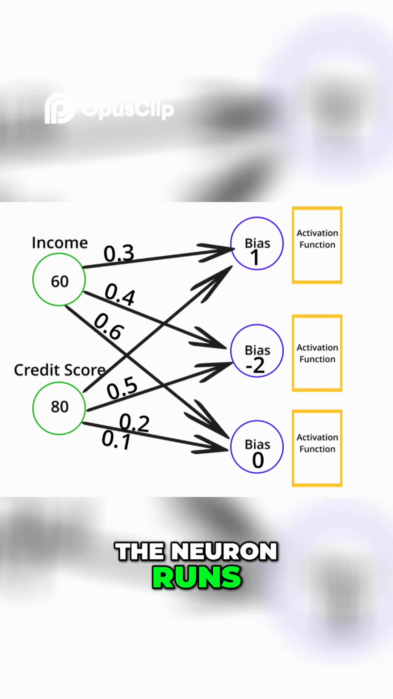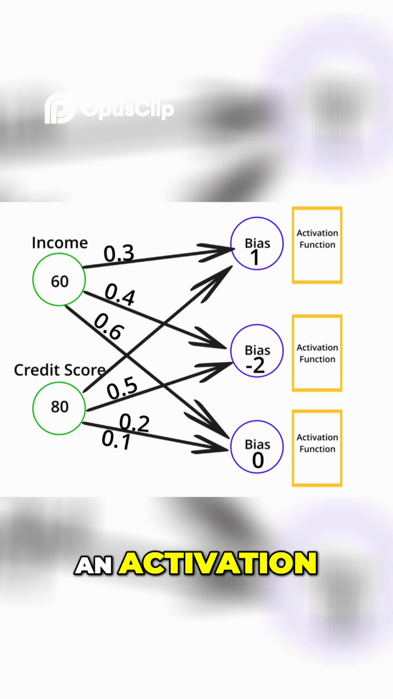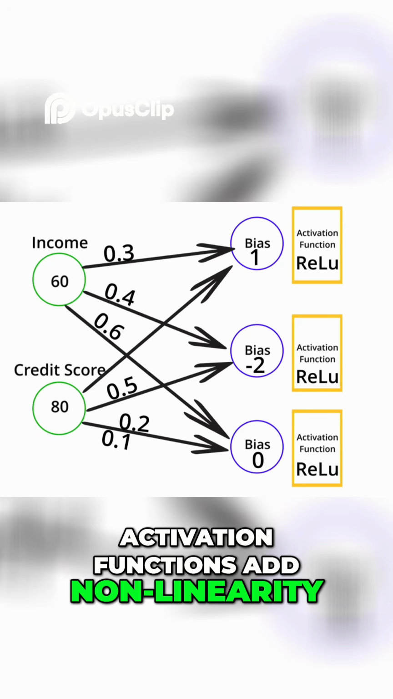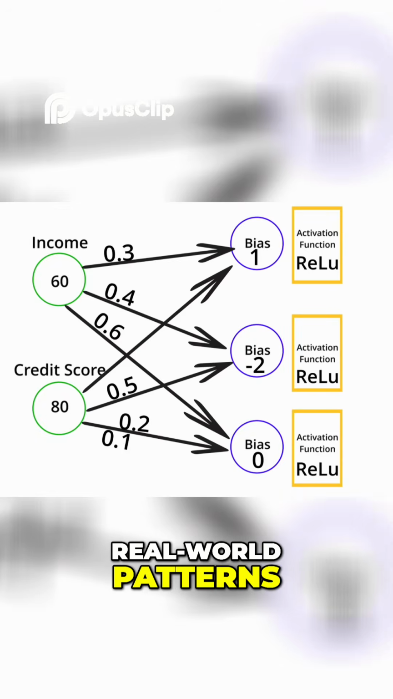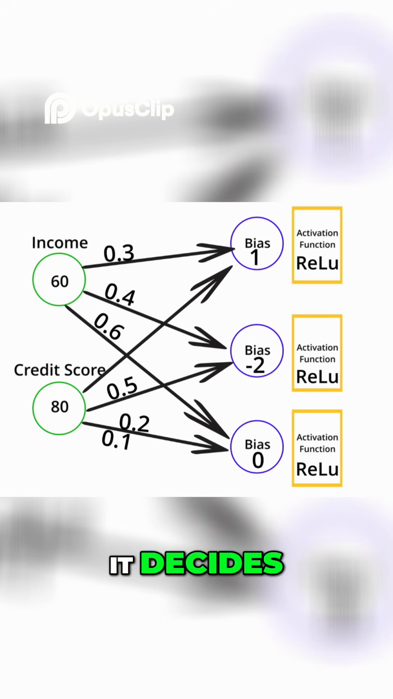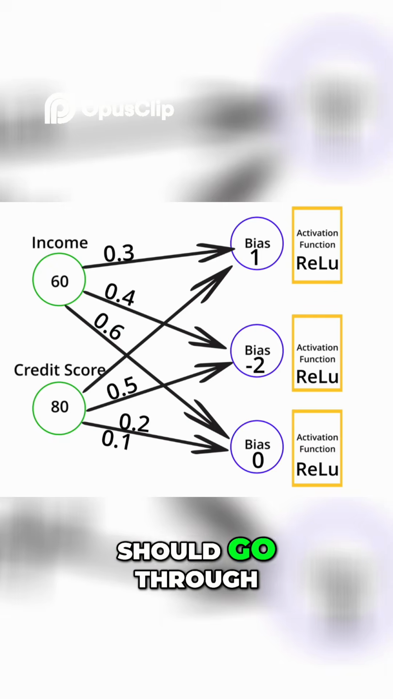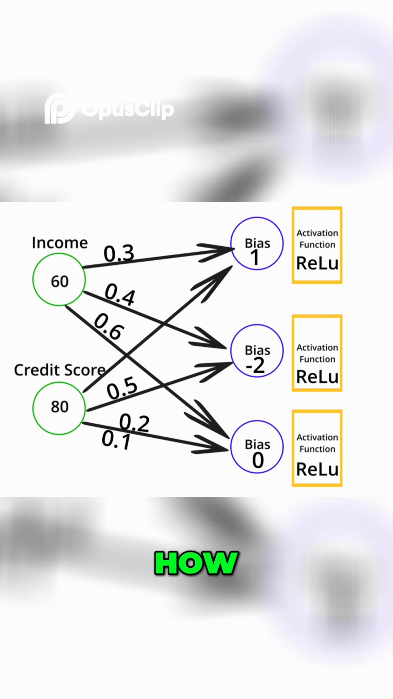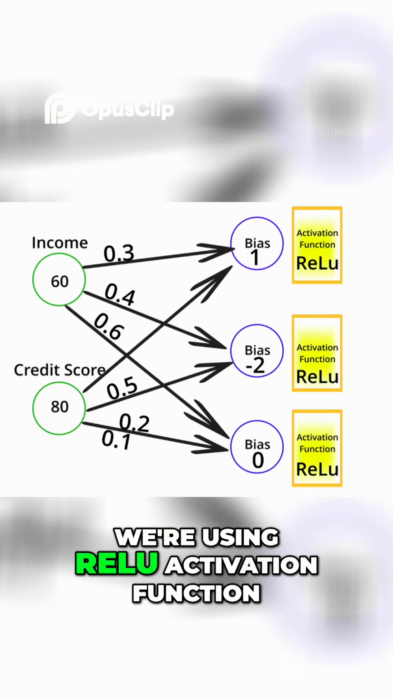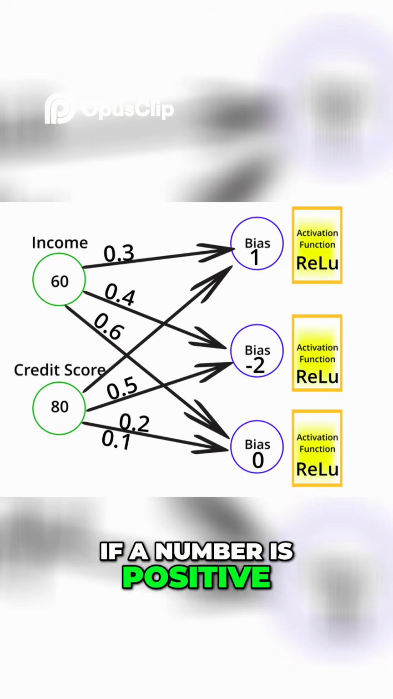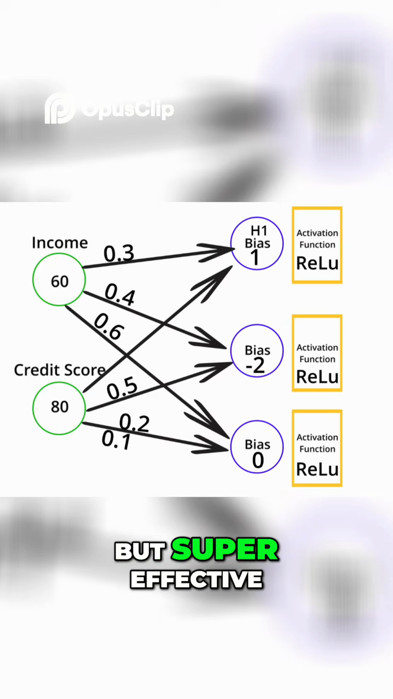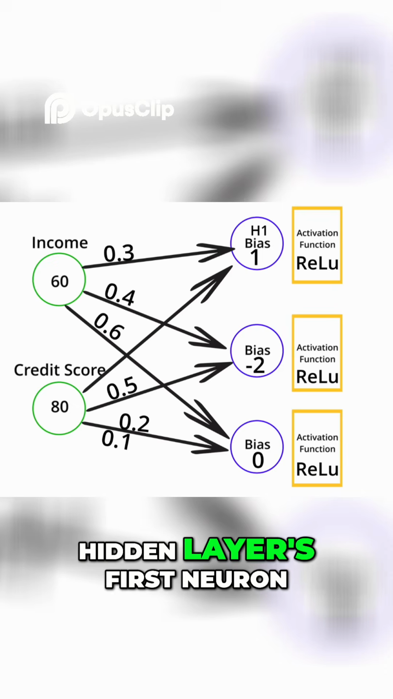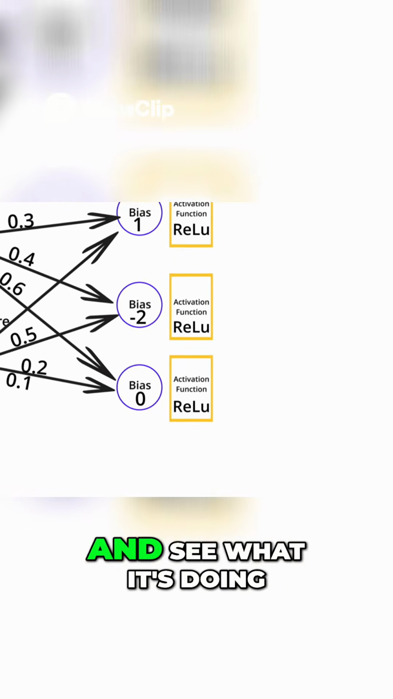Finally, the neuron runs the total through an activation function. Activation functions add non-linearity, which basically means the model can handle messy, real-world patterns. Think of this like a filter. It decides whether the neuron signal should go through, and if so, how strong. In our case, we're using the ReLU activation function. If a number is positive, we keep it. If it's negative, we drop it to 0. Simple, but super effective. Let's open up our hidden layer's first neuron, H1, and see what it's doing.